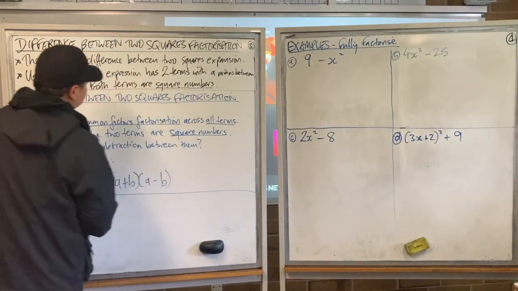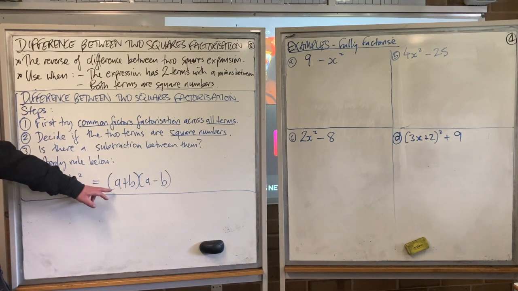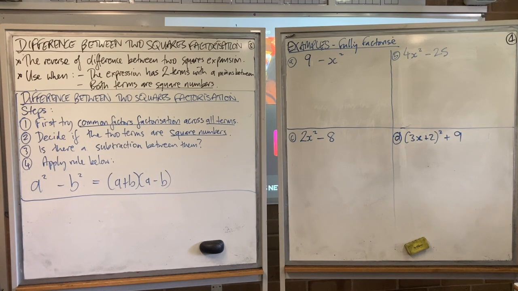So what are the steps to do this? Number one, try common factors, what you've just been practicing across all the terms. If that doesn't work, then step two, decide if the two terms are square numbers. Step three, is there a subtraction between them? And then you apply this rule. So if you've got a square number, A, take away a square number, B, then it factorizes to A plus B and A minus B.